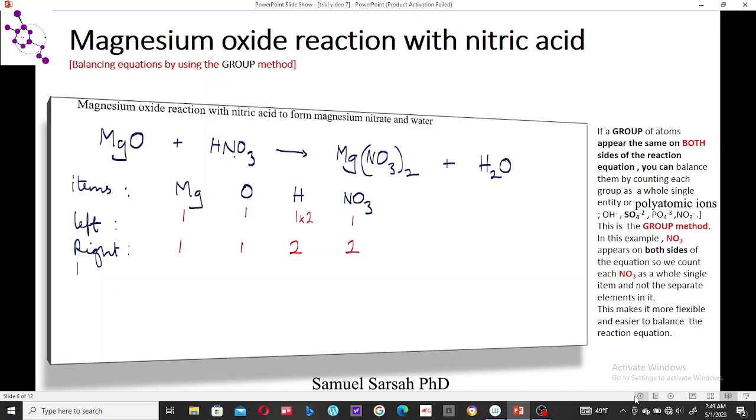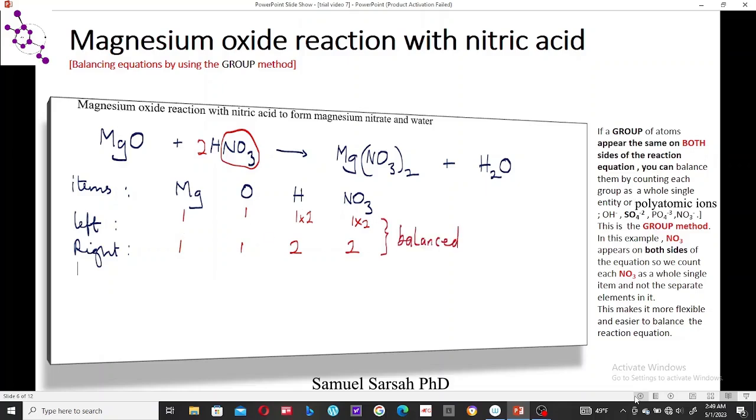Okay, and then put it in the equation. Now this 2 affects this whole thing. So that means we have to multiply this, and that takes care of it. So now both the hydrogens and the nitrates are balanced. And everything is balanced now.